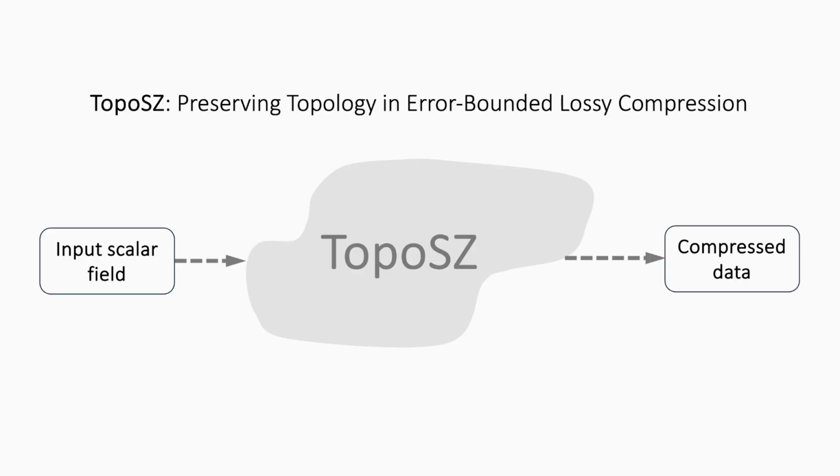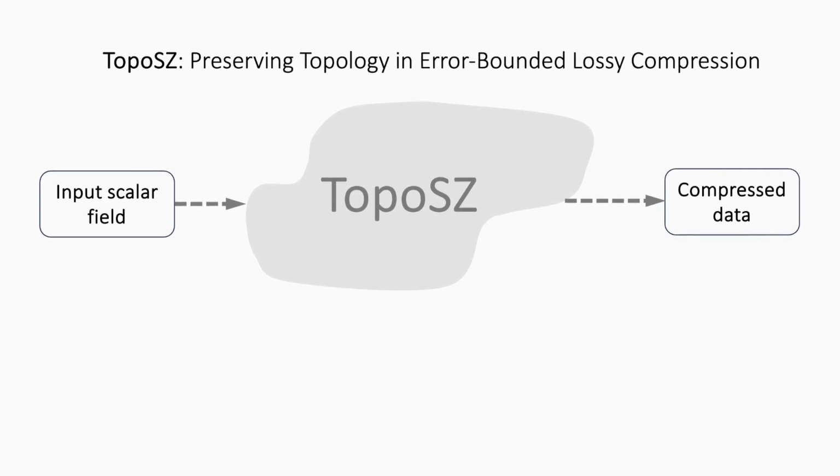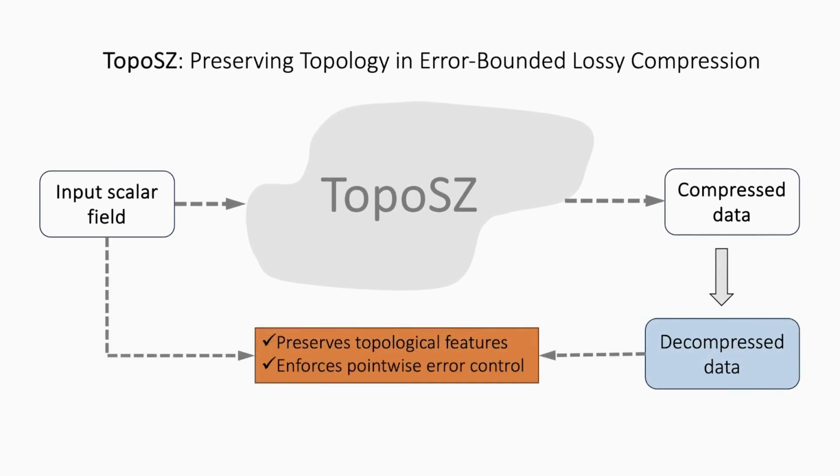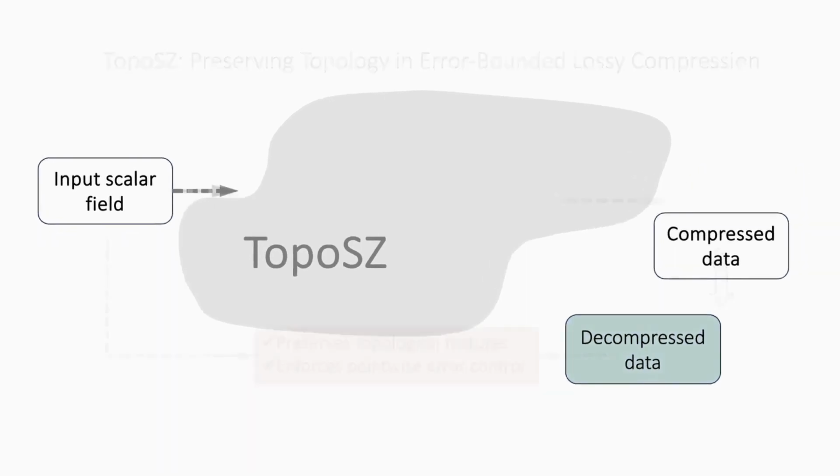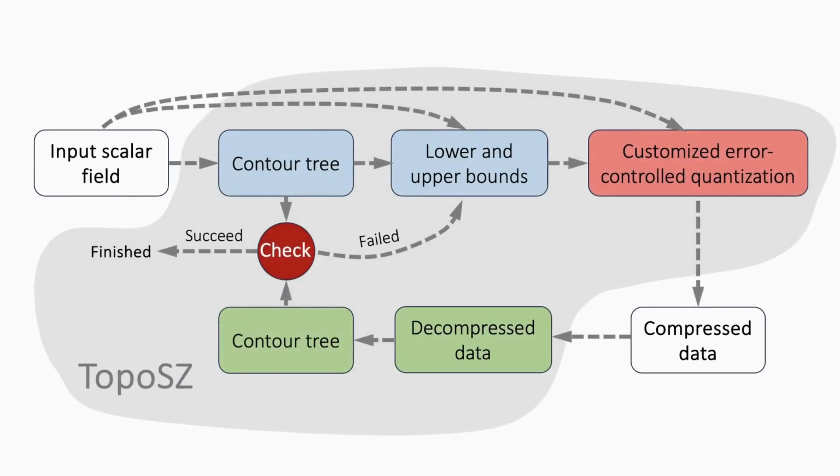We introduced TopSZ, an error-bounded lossy compression method that preserves the topological features in 2D and 3D scalar fields. The main idea is to derive topological constraints from contour tree-induced segmentations of the data domain and incorporate such constraints iteratively with a customized error-controlled quantization strategy.